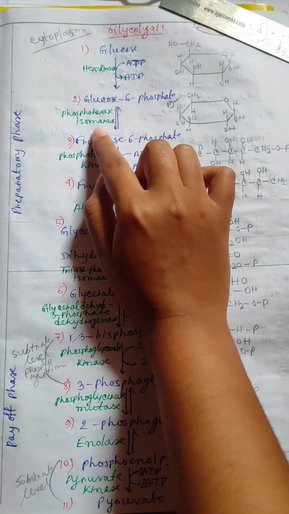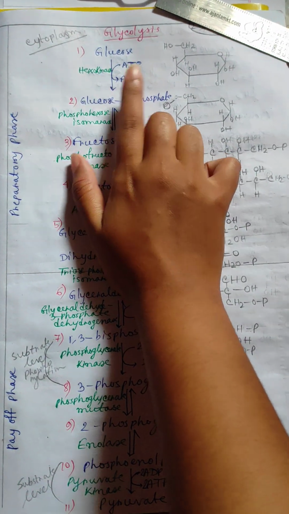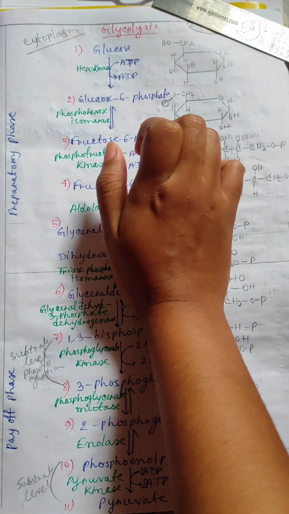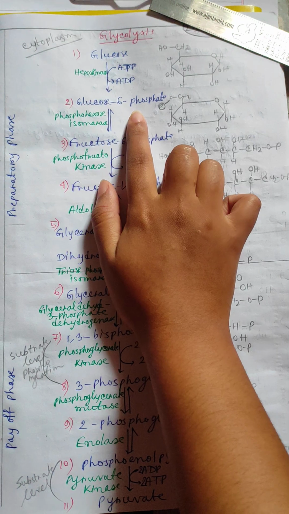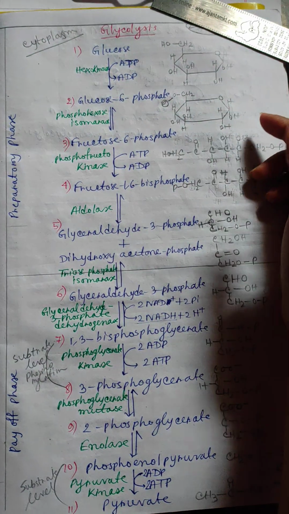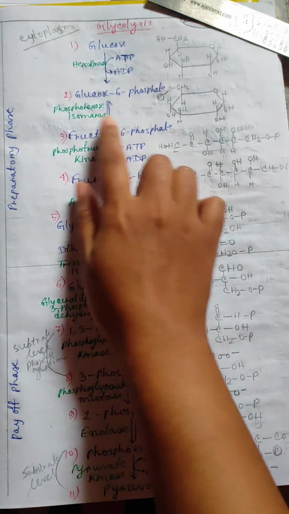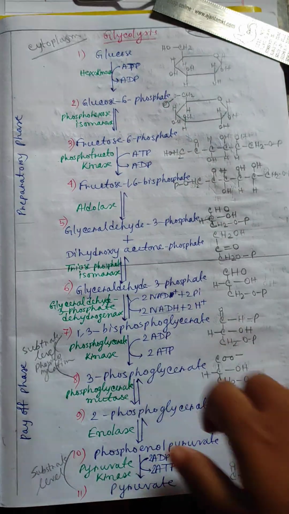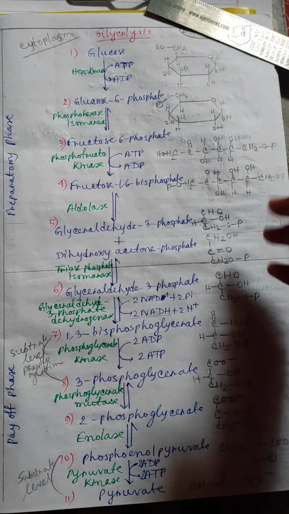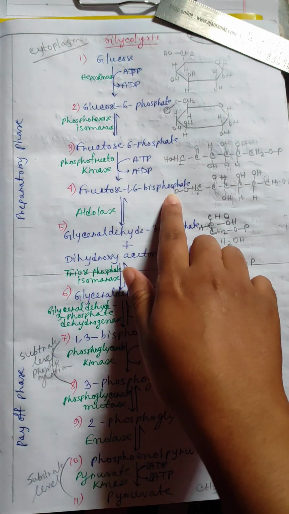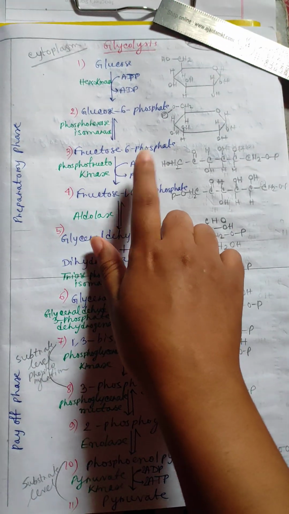phosphorylated into glucose 6-phosphate by hexokinase, using ATP as a phosphate donor. Glucose 6-phosphate is isomerized to form fructose 6-phosphate by phosphohexose isomerase. Fructose 6-phosphate is further phosphorylated into fructose 1,6-bisphosphate by phosphofructokinase using another ATP molecule.